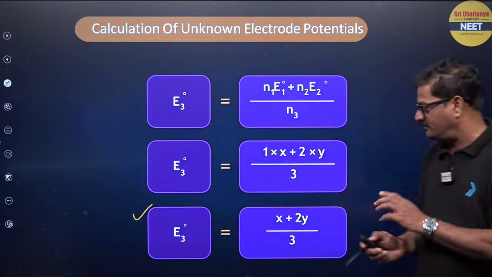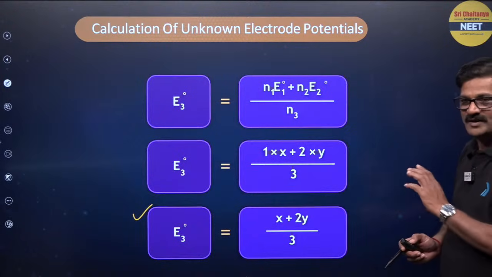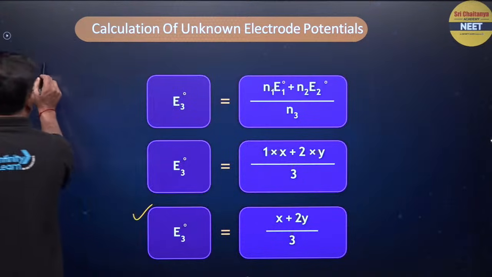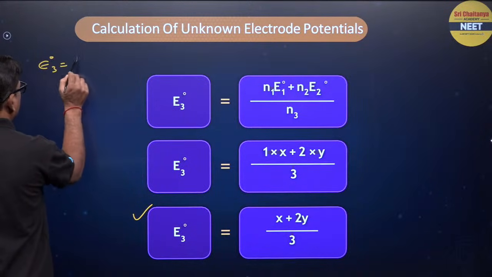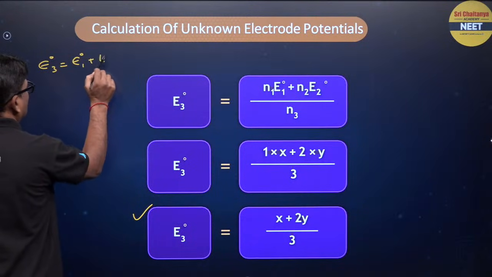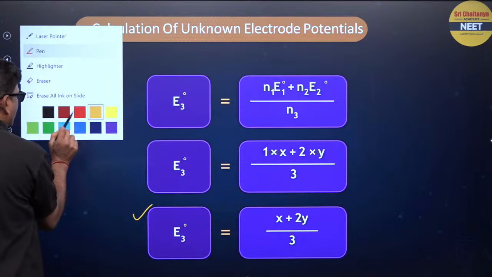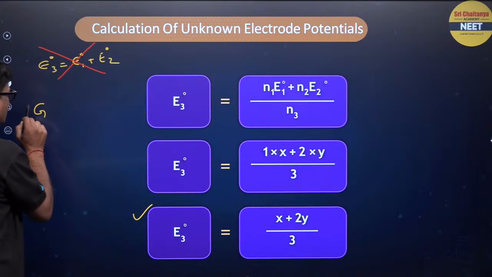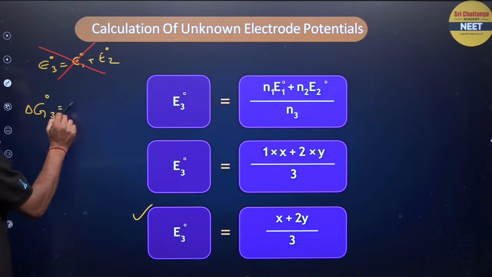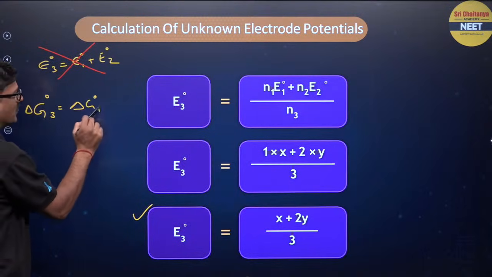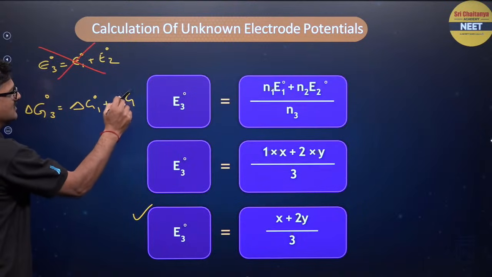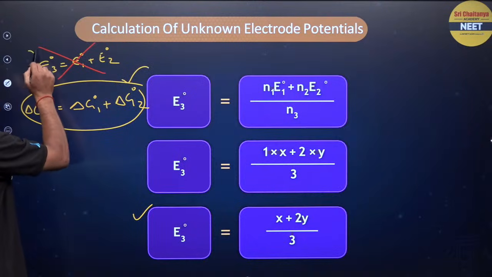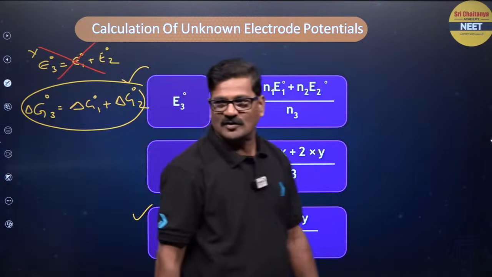So this is a very, very important model, right? I wanted to say, E naught 3 is not equal to E naught 1 plus E naught 2, and you cannot use this formula. Rather, you can use delta G naught 3 is equal to delta G naught 1 plus delta G naught 2, right? You are allowed to use this formula, but you don't use the other one. Are you getting or not? Clear, bachcho?